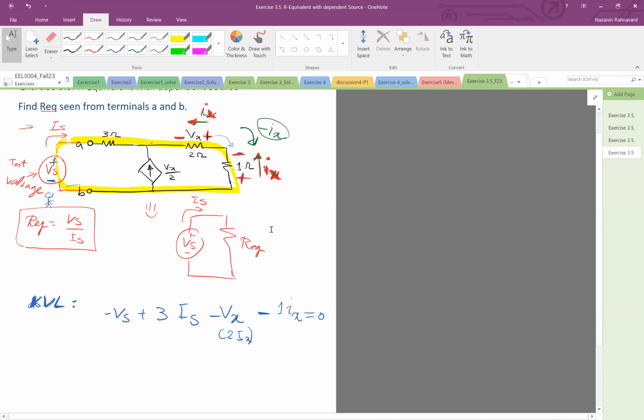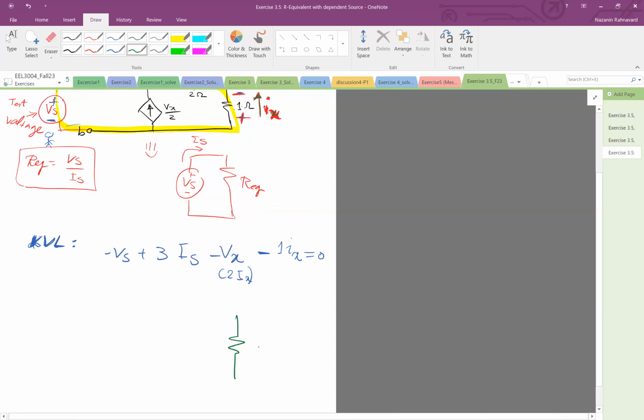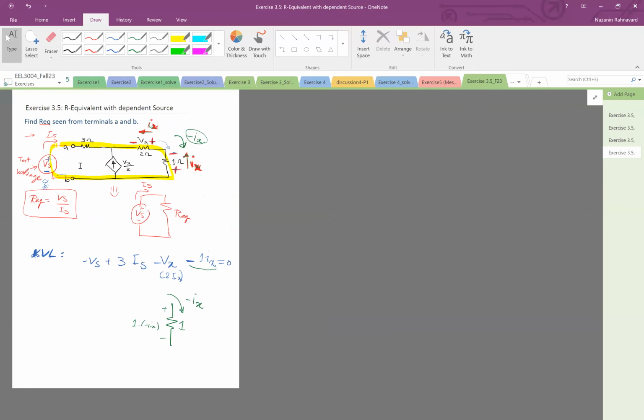As you see, there are different ways of looking at this one problem. One can say, okay, if that's Ix, then negative Ix is coming here, and this is 1, so the voltage here would be 1 times negative Ix. You end up with this. As long as you end up with negative Ix, this should be correct. Okay, very good. So that is one equation. It has Vs, Is. It also has Ix.